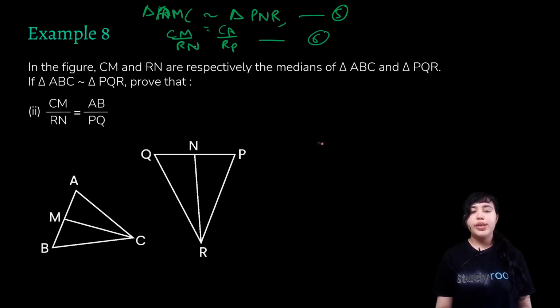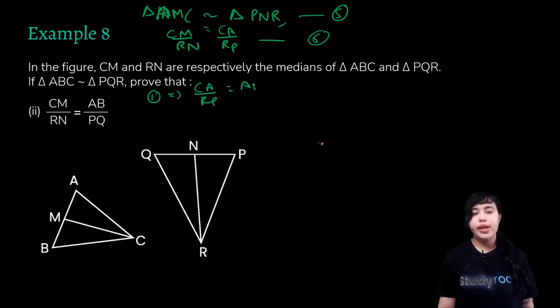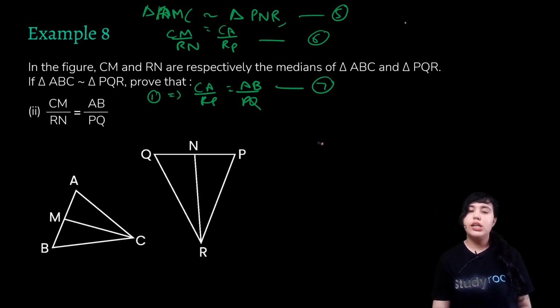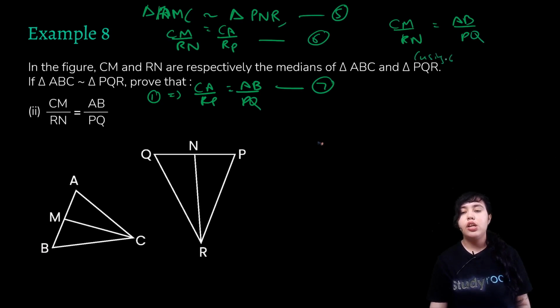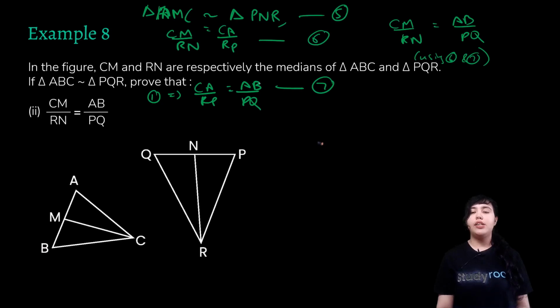So what we can do now is make use of the first equation. The first equation was CA upon RP equal to AB upon PQ. We get this from the first equation, and now we make this equation number 7, and after this we can say that CM upon RN is equal to AB upon PQ. CA upon RP is common in 6 and 7, so using equations 6 and 7, we can say CM upon RN is equal to AB upon PQ, and you can make this equation number 8, and we have proven this result. Everything is going in continuation, it's not like a separate part altogether.